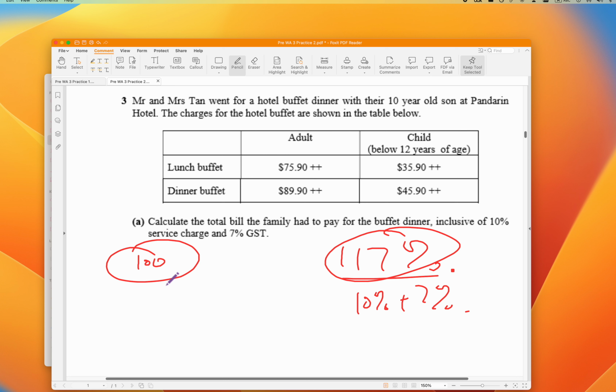Yeah, I know. I just want you to take note about this. So if let's say the price is $100, right? What is the total price? The total price is 110. 10% first, which is $110. Yeah. Then you take times another 107%. Correct. You better do it this way. If you use $100 times this, wrong. Okay? A lot of students make this mistake. Because the GST apply to the service charge also.